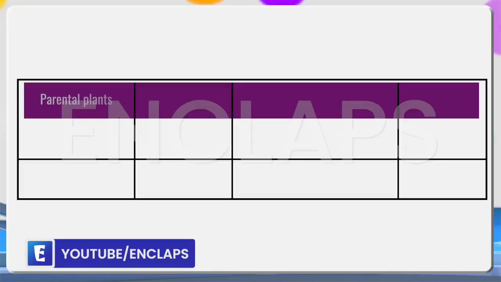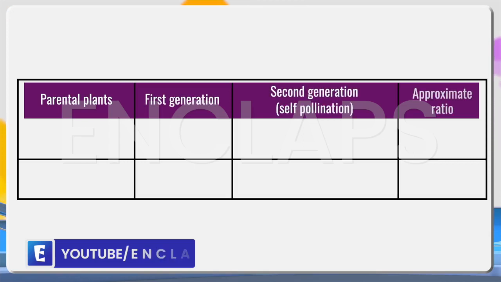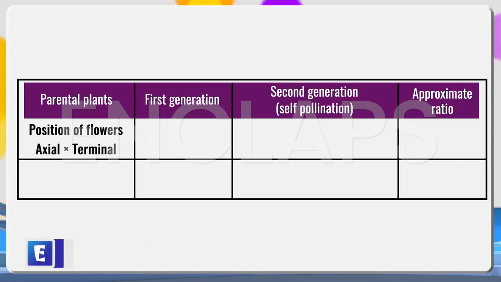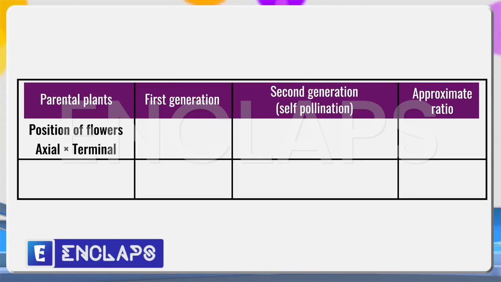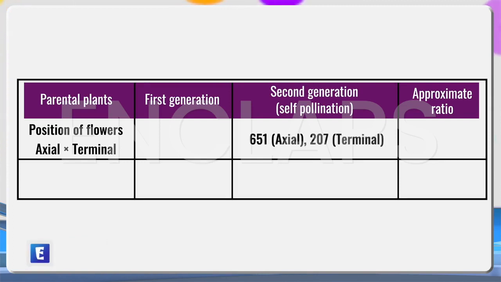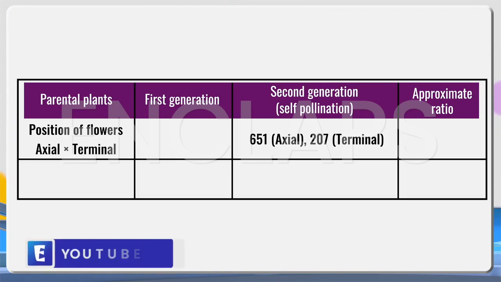Mendel continued his experiments based on contrasting traits of 6 other different characters in the pea plant. We can complete the table and compare the ratios. Parent plants, first generation, second generation. Flower position may be axial or terminal. In the second generation, 651 are axial and 207 are terminal. So, the dominant character is the axial flower.